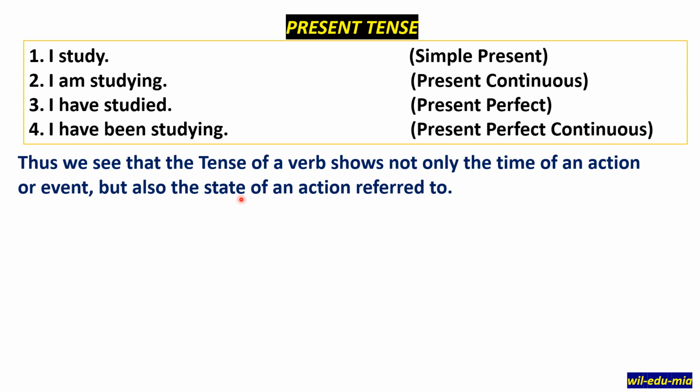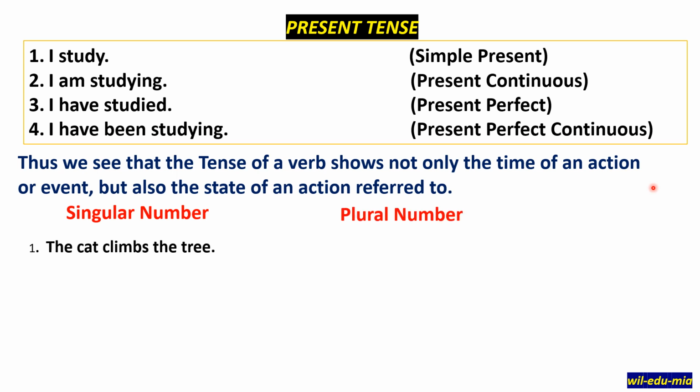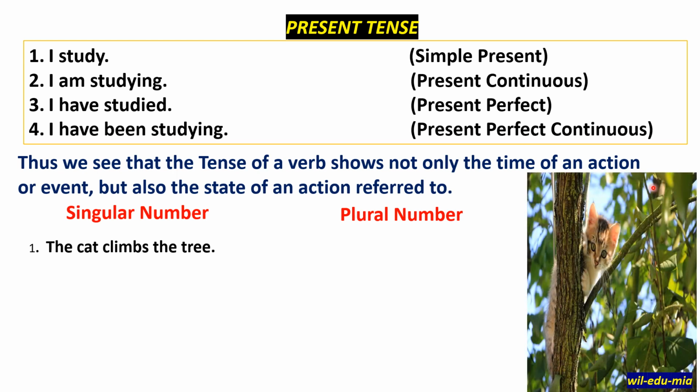Now we'll go for singular and plural. That is, if the subject is in singular form, how the verb changes, and how in plural it changes. So we'll see the first sentence here. The cat climbs the tree. Now if we make only the subject plural: The cats climb the tree. See, dear children, here the verb is climbs and here it changes to climb.